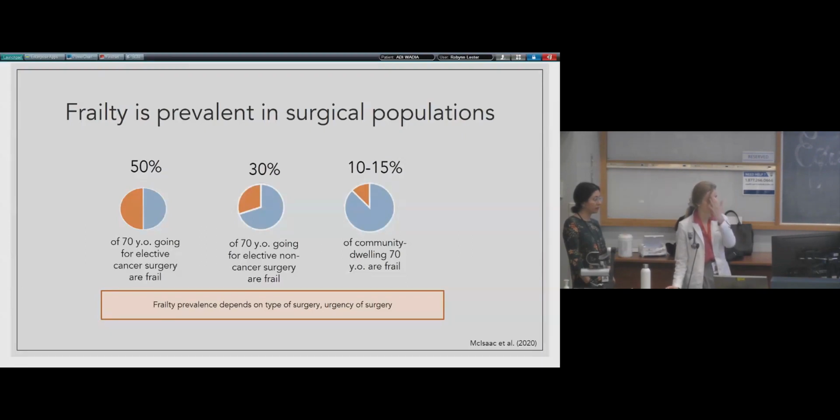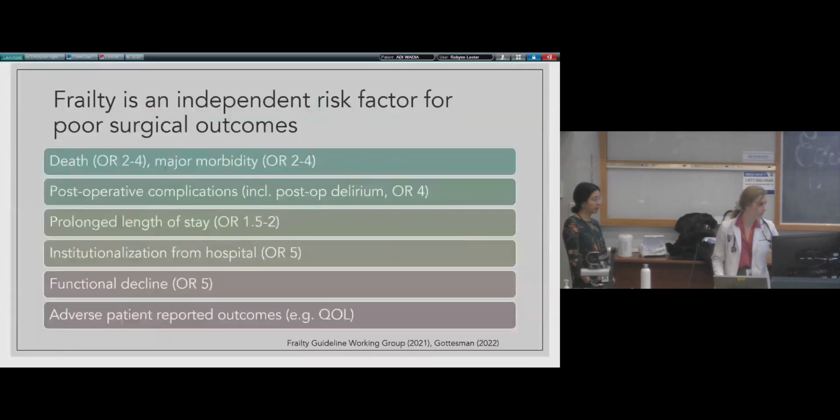So, for example, if someone is going for a prostatectomy for a surgically amenable prostate cancer, they might not have the same symptom burden as someone with colon cancer and therefore might not have the same frailty. So it does depend on the type of surgery they are going to have. Frailty is an independent risk factor for poor surgical outcomes. So surgery is a stressor for anyone, but really no procedure is low risk when frailty is present.